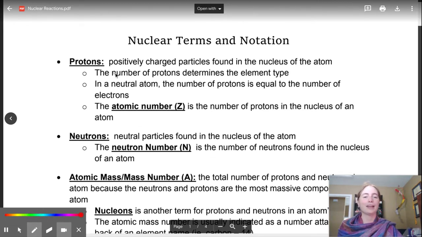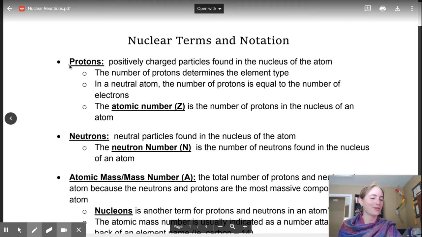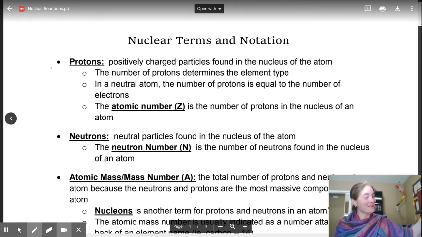So, the nuclear notation and some of the nuclear terms you will have seen before, but it was a long time ago back in grade 10. And I know when I teach grade 10, I only spend a little bit of time with it because it doesn't show up again until now. So don't feel bad or guilty if you don't remember this.